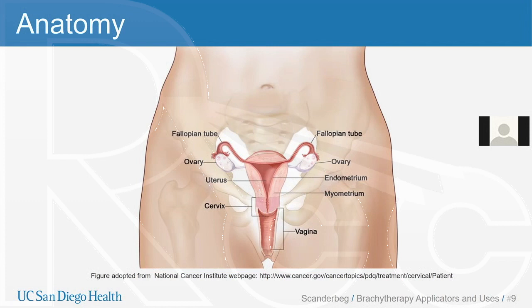The uterus can be divided into 4 major regions. There's the fundus, or the uppermost rounded part of the uterus, the body or corpus of the uterus, the cervix, and then the cervical canal. The uterus can be further subdivided into the endometrium, which is just the lining of the uterine cavity, and then the rest, or the majority of the uterus, is the myometrium, which is just smooth muscle. It's important to note the features of the anatomy in order to understand the applicators that can be used to treat different regions.